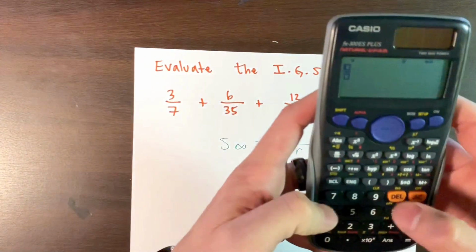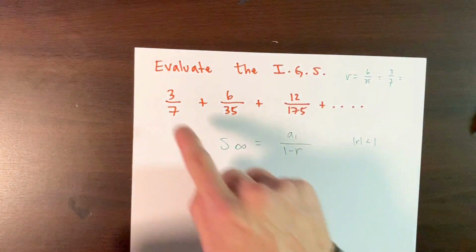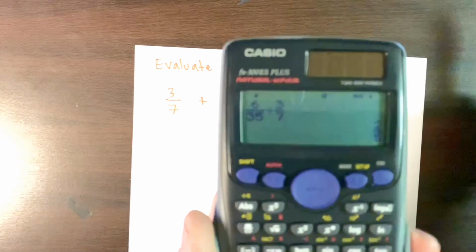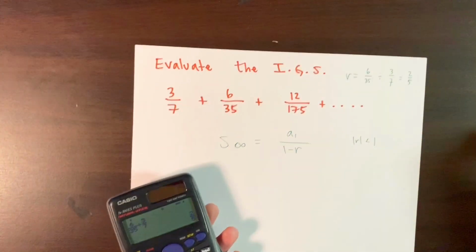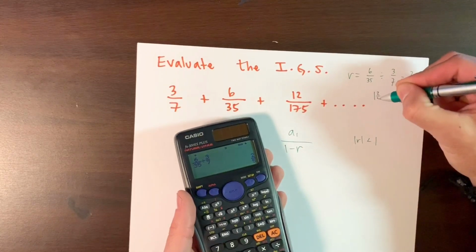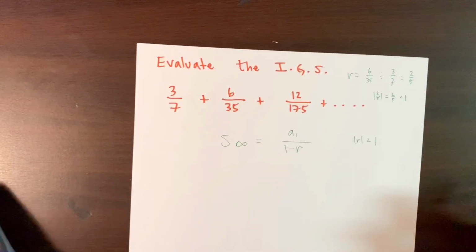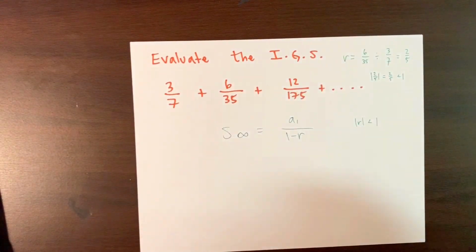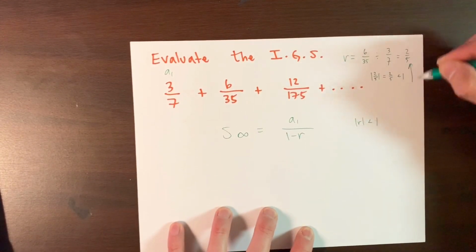Casio. So we have 6/35, and we're going to divide that by 3/7. Hit enter. R is 2/5. See that right there? 2/5. So R is 2/5, and the absolute value of 2/5 is 2/5, which is safely less than 1. So do we have permission to use this formula? You betcha.